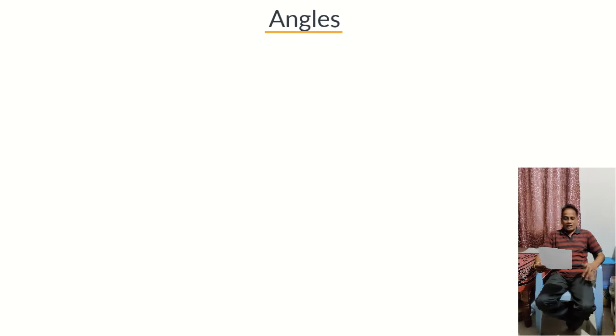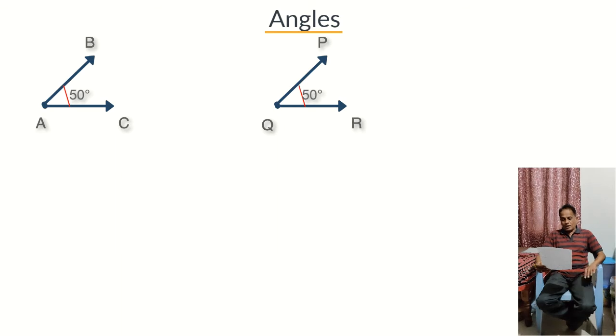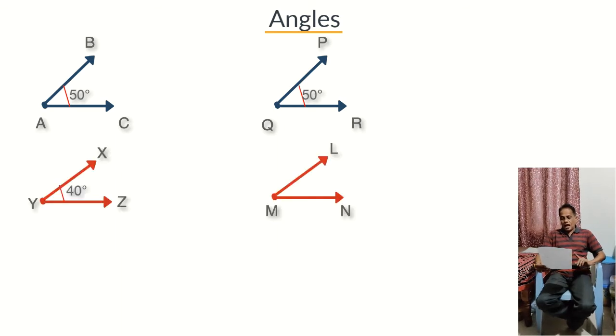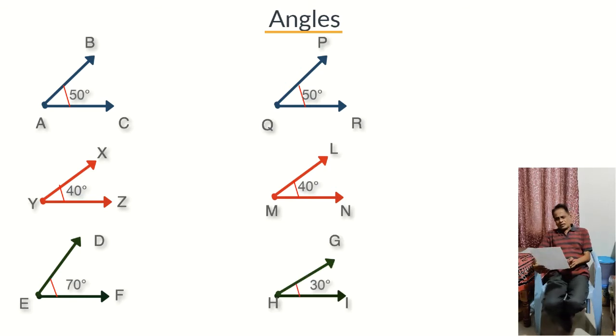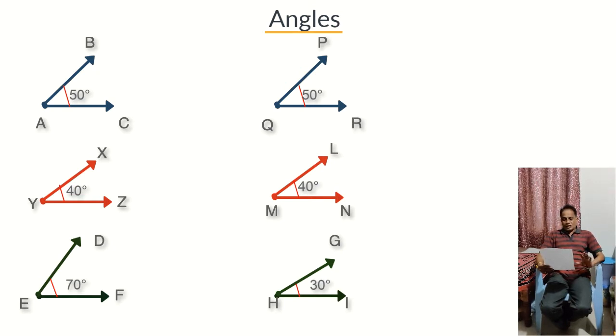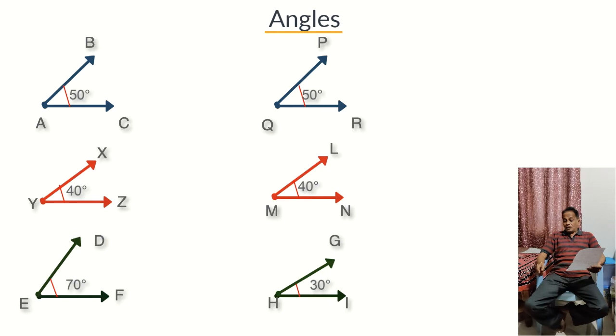Now we shall take pairs of angles. I have given below some of the measures of different angles. For example, angle BAC is 50 degrees, angle PQR is 50 degrees, angle XYZ is 40 degrees, angle LMN is 40 degrees, angle DEF is 70 degrees, angle GHI is 30 degrees. Now let us consider these pairs. Angle ABC and angle PQR measure 50 degrees each. Similarly, in the second pair, 40 degrees each. Whereas in the third pair, one is measuring 70 degrees, the other is measuring 30 degrees.